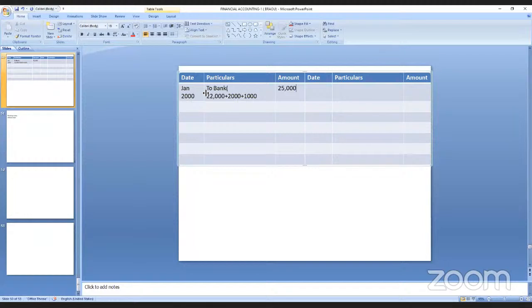Which illustration number did I tell you? 3, no? H purchased machinery for rupees 22,000. Yes, some students have told me, madam, it is rupees 29,000 plus 2,000 plus 1,000 minus 5,000. Got my point?